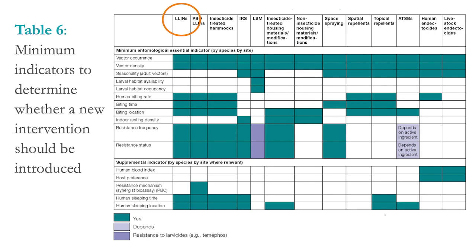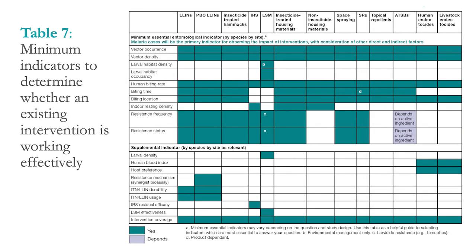Remember that the number of indicators you collect will also depend on the capacity and resources available. Similar to Table 6, Table 7 displays the minimum indicators needed to determine whether an existing intervention is working effectively in a certain area. This table is formatted in the same way as Table 6. It lists the different vector control interventions on the top row and the minimum essential entomological indicators and the supplemental indicators in the first column.